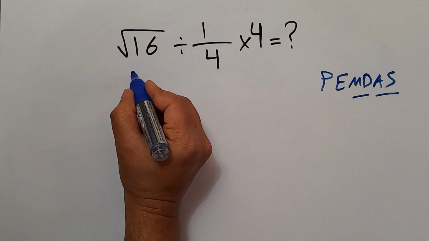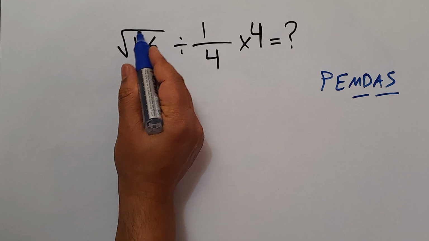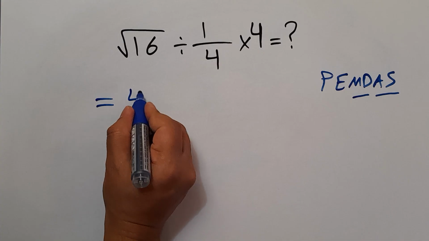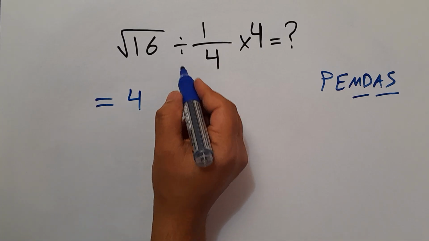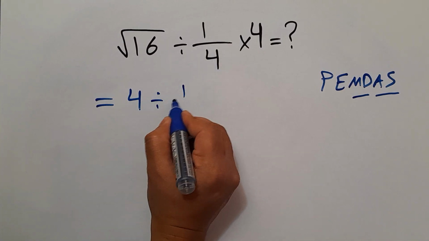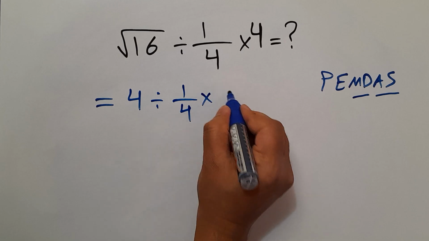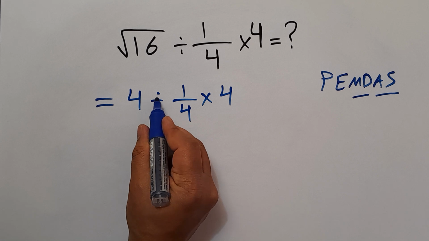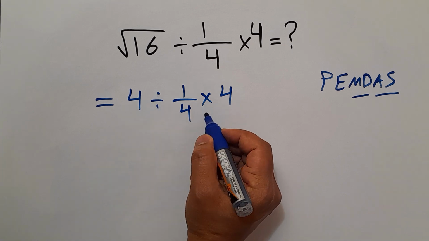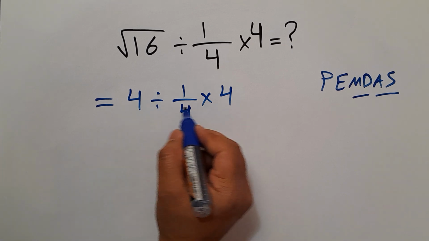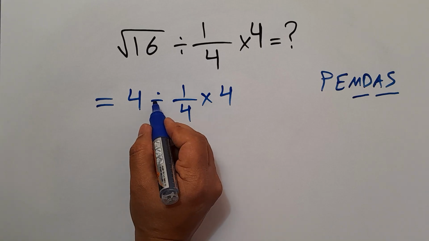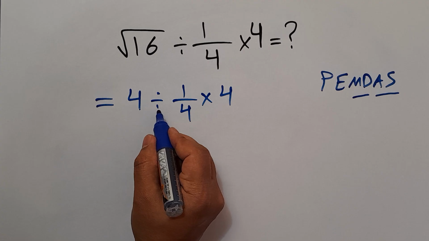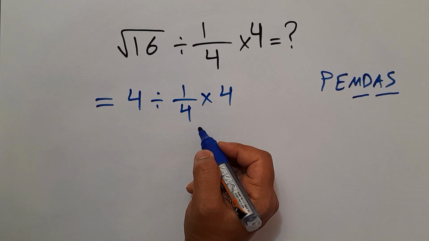So here, first we have to handle this exponent. The square root of 16 gives us 4. So 4, and let's recopy, divided by 1 over 4 and times 4. Now, we have one division and one multiplication. As we know, multiplication and division have equal priority and we have to work from left to right. So first this division and then this multiplication.